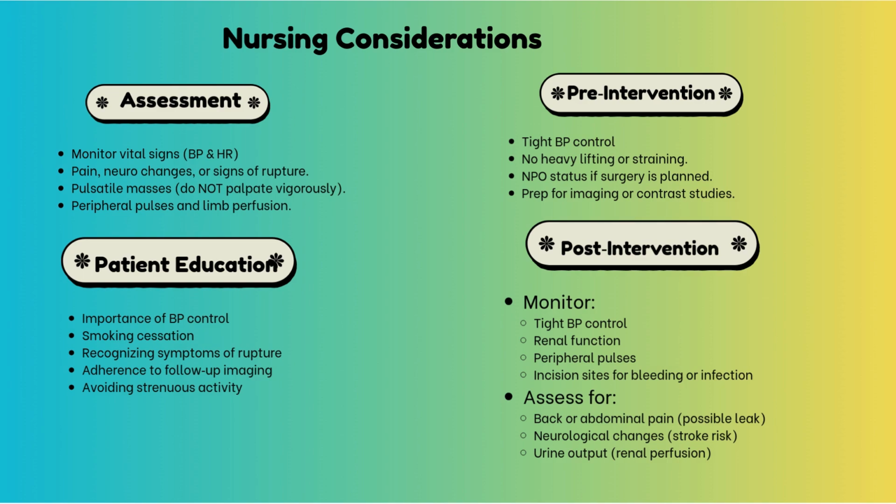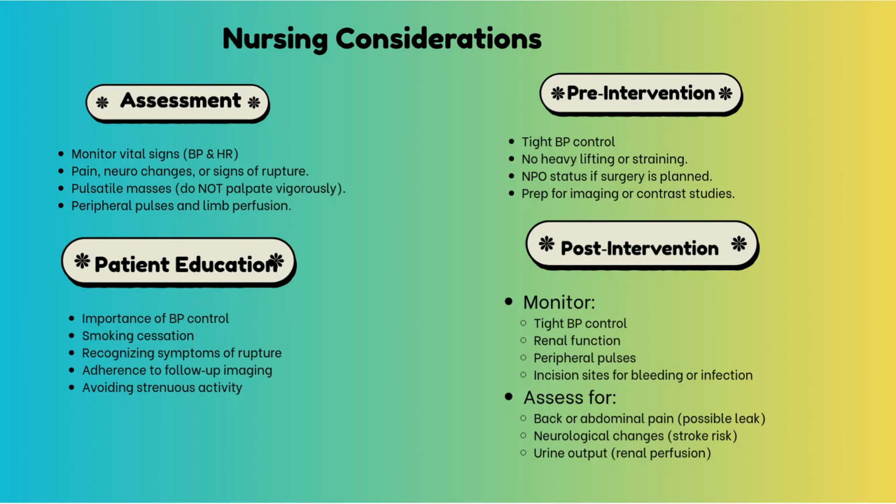Assess for back or abdominal pain, possible leak in abdominal aneurysm if a patient is reporting back pain. Assess for neurological changes for a patient who had a brain aneurysm. If they have a change in level of consciousness, that means that probably there is a rupture of the brain aneurysm.